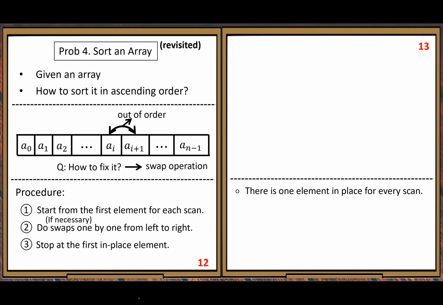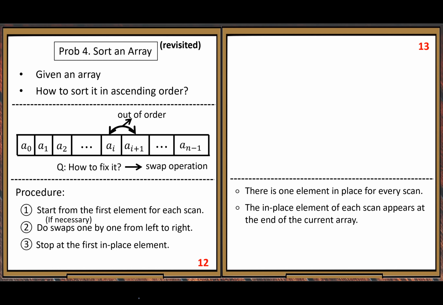Based on the procedure, we can see some properties. The first property: there is one element in place for every scan. That's the largest one in the current array, and you move it to the rightmost position. That's the in-place location. The in-place element of each scan appears at the end of the current array. The largest one is at the end of the array.